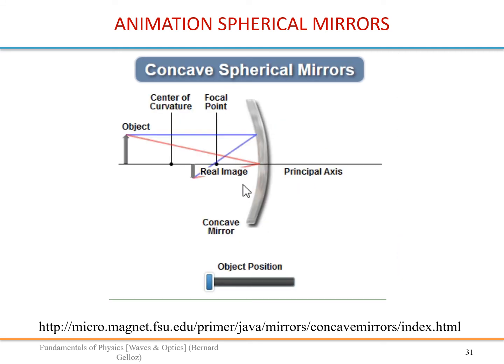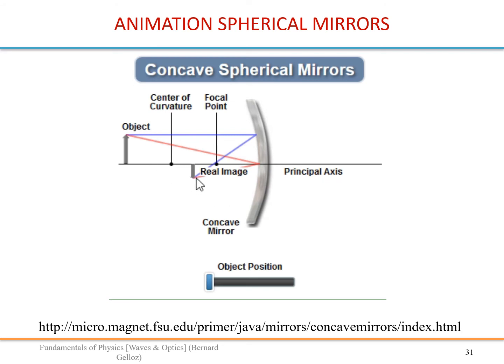Let's now look at the case of a concave spherical mirror. We have here the object, our mirror. You see that the central axis or optical axis can also be called principal axis. There are many names.